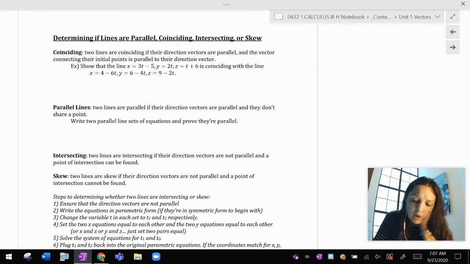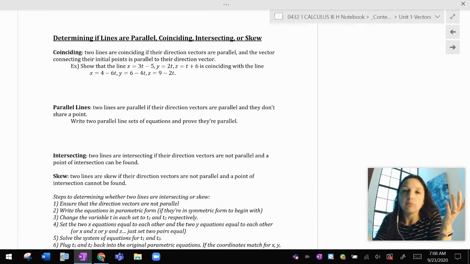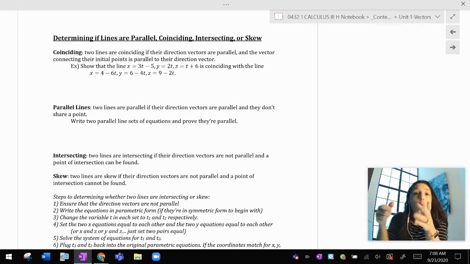Determining if lines are parallel, coinciding, intersecting, or skew. Since a line has an infinite number of forms, we have to be able to tell if two lines are the same line, are parallel and next to each other, or are intersecting, or are skew, which is when one line's up here and another line's down here, and they never actually intersect, but they're also not parallel.